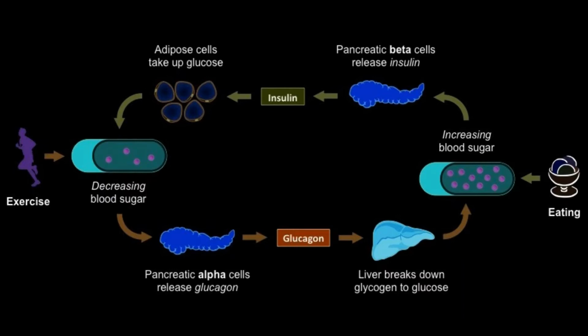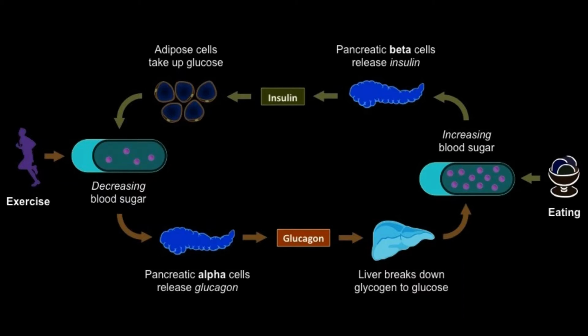Now, the alpha cells in the pancreas will release glucagon, which is a hormone similar to insulin. The hormone glucagon is released, and the liver breaks down the glycogen. Glycogen is stored excess glucose, so it goes back into glucose.